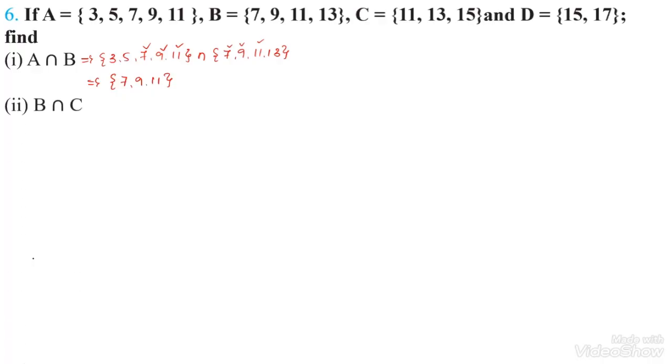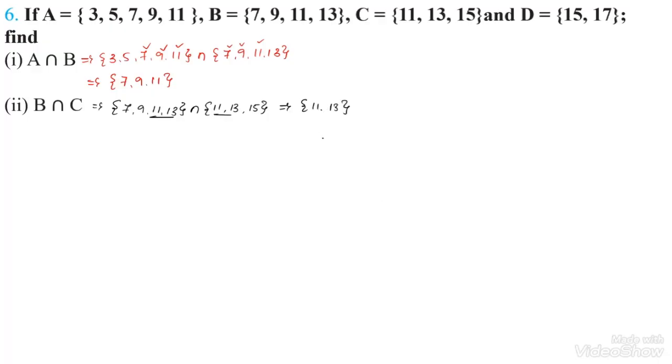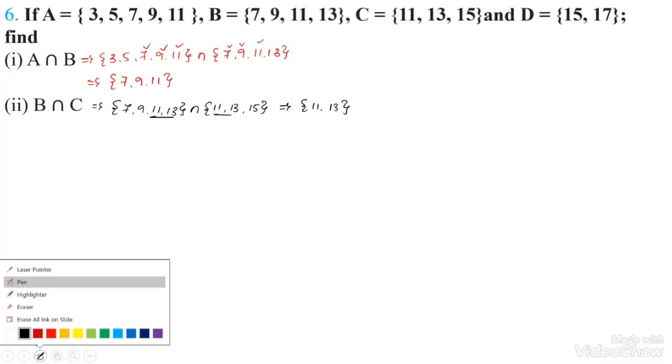Next, question number 2. B intersection C. 7, 9, 11, 13 intersection C, 11, 13, 15. What are the common elements? Here 11, 13 are the common elements. Therefore, B intersection C is 11, 13.